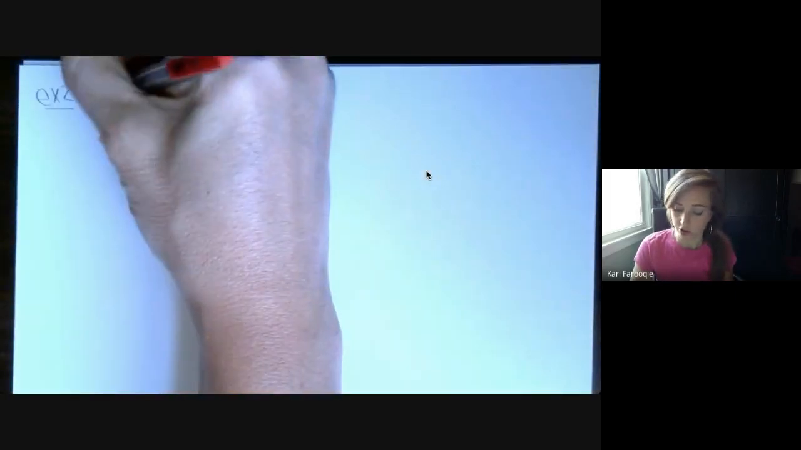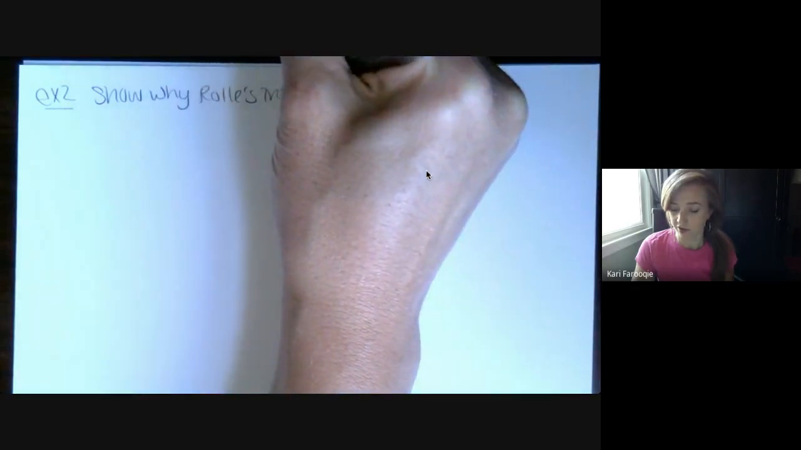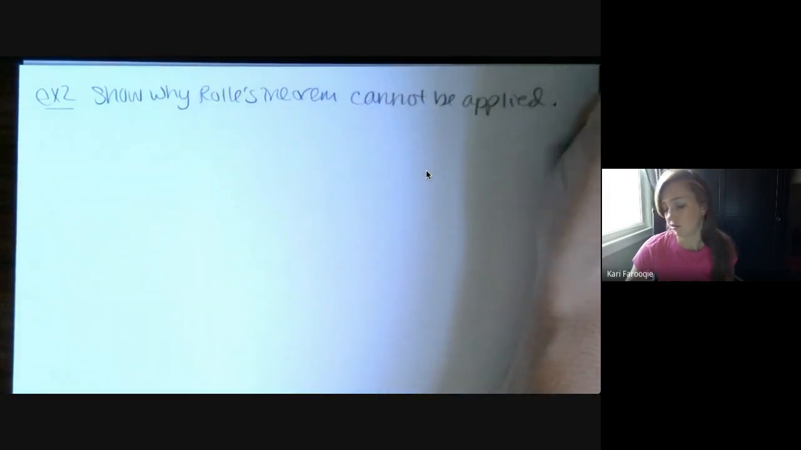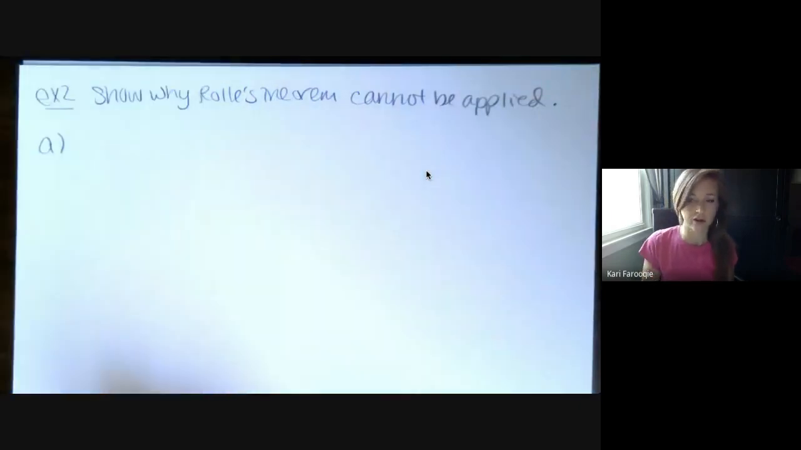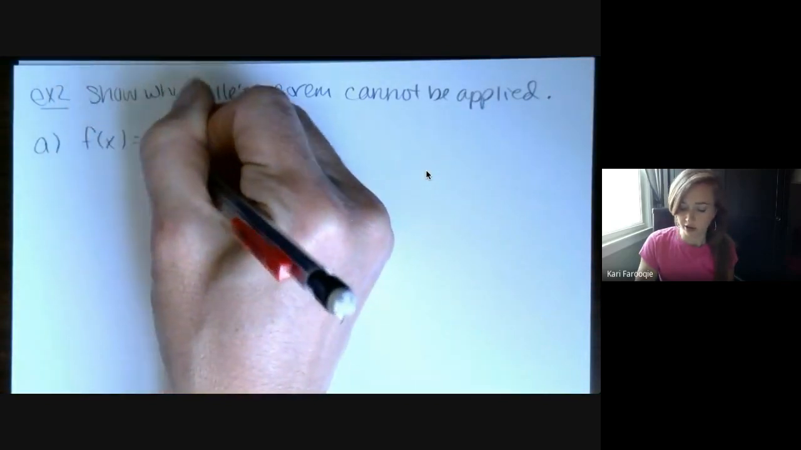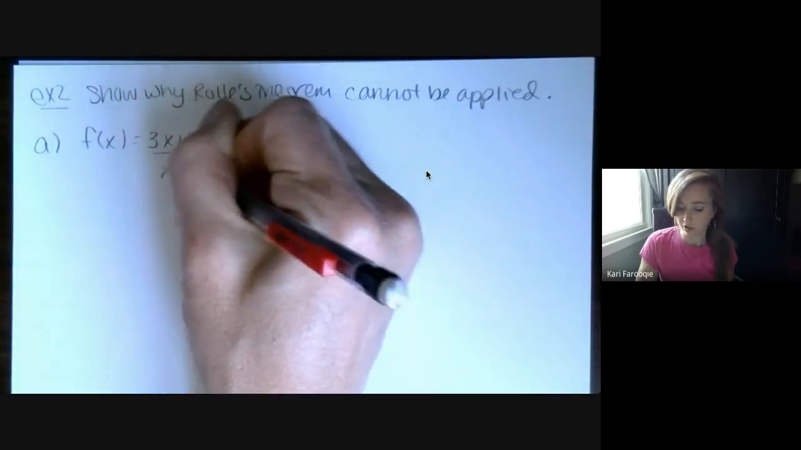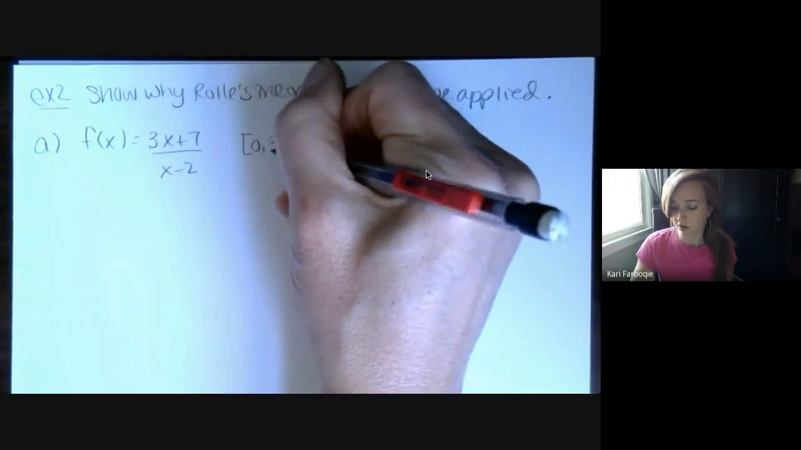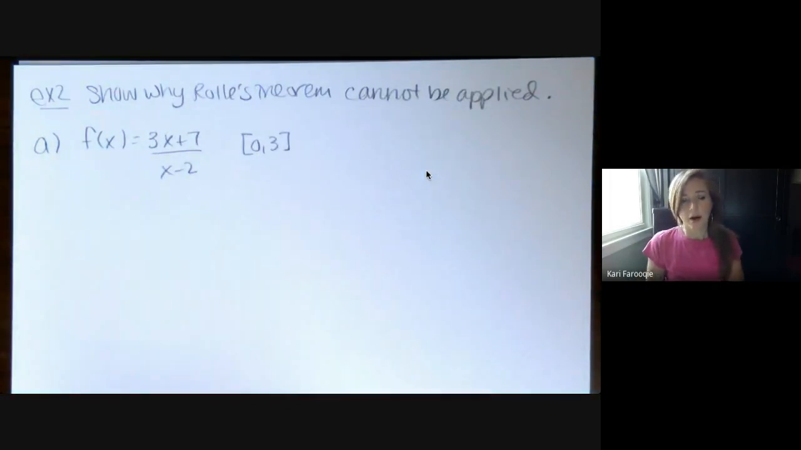Now I want to give you some examples for when Rolle's theorem fails. So this will be example 2. Show why Rolle's theorem cannot be applied. And I think it's really good for us to just get used to looking at these conditions and recognizing what they mean very quickly. So the first function is (3x + 7) divided by (x - 2), and we'll look at this on the closed interval from 0 to 3. If there's something that jumps out at you right away, call it out first.